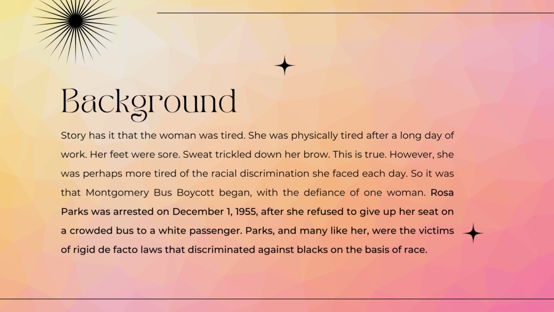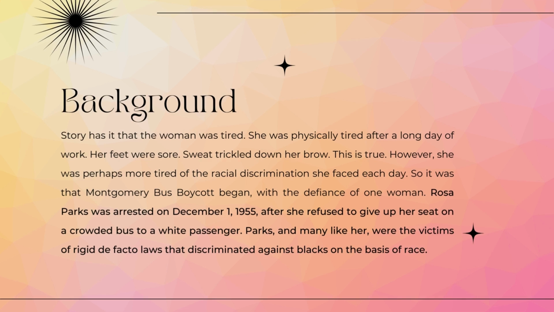It says, so story has it that the woman is vague at that point because we're going to introduce this woman. The woman was tired. She was physically tired after a long day of work. Her feet were sore. Sweat trickled down her brow. This is true. However, she was perhaps more tired of the racial discrimination she faced each day. So it was that Montgomery bus boycott began with the defiance of one woman.